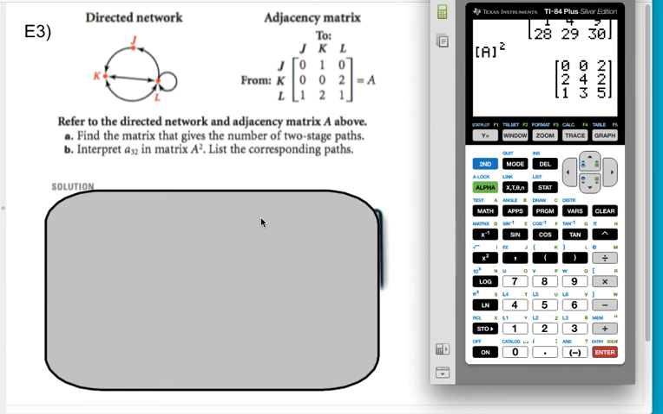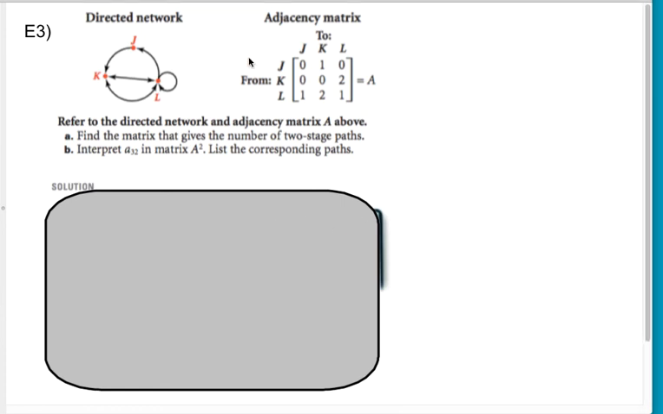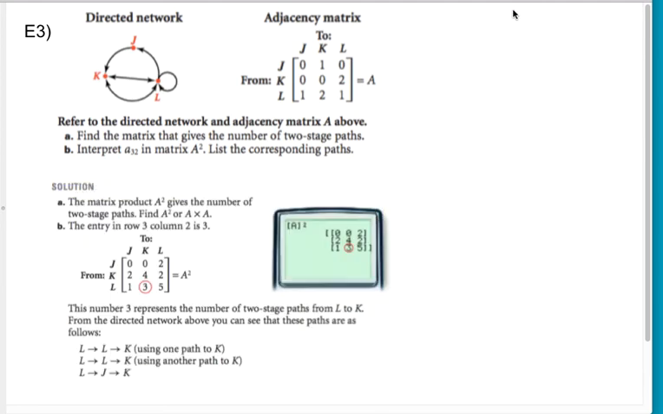So now I'm going to pull this away and walk you through that. That's exactly what they did with the calculator. Okay, so basically, if I want to interpret A32, right, which is right here, we know that that means from L to K.